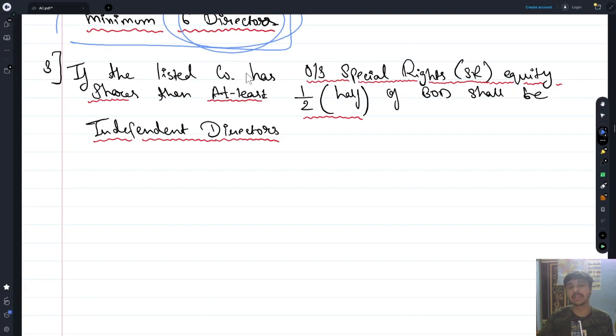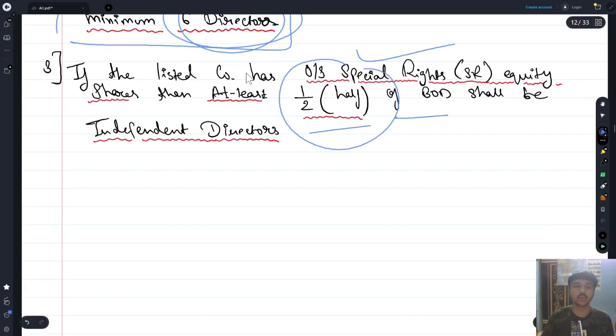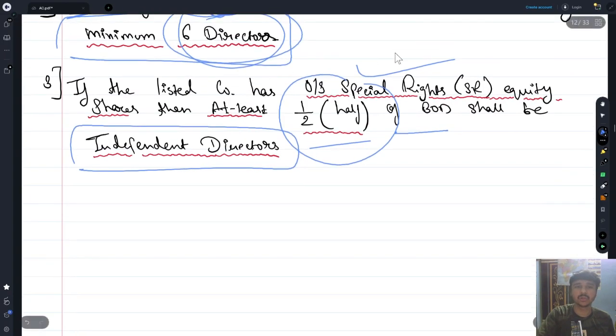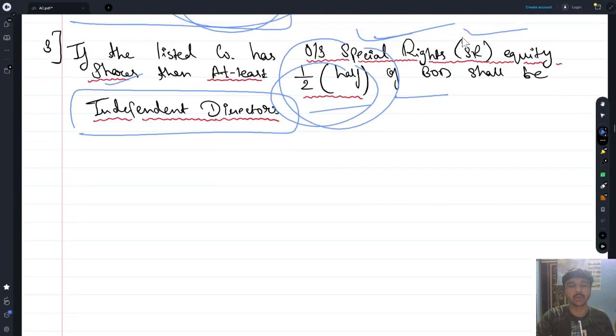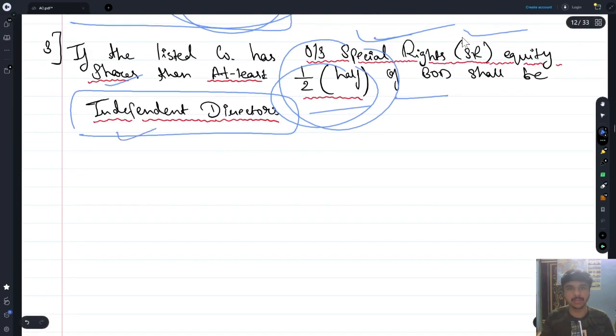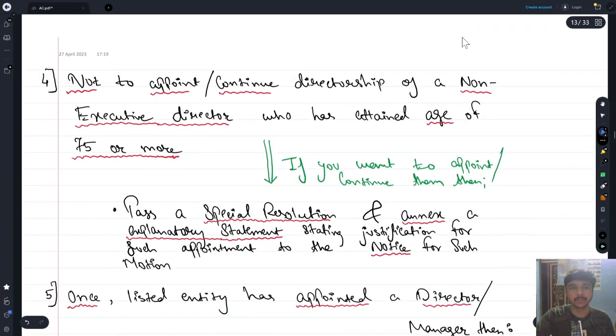Now, if you have special rights equity shares outstanding, at least half of your board should be independent directors. So that's why it's not good to have special rights equity shares issued, right? We are going to talk about how much independent directorship you need to have. But for the time being, they have told us that if you have outstanding special rights equity shares, at least half of the board should be independent.